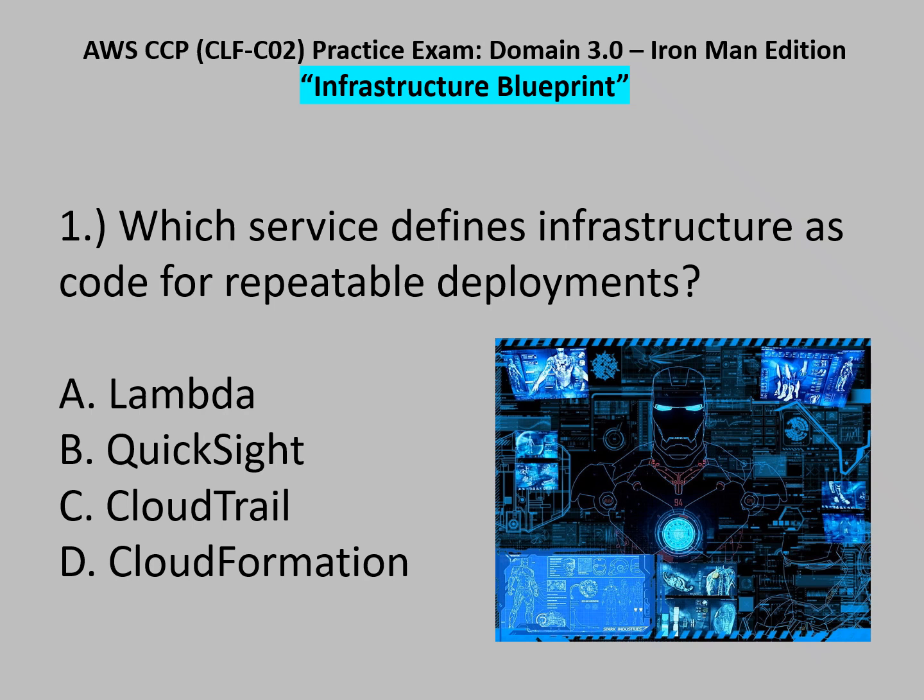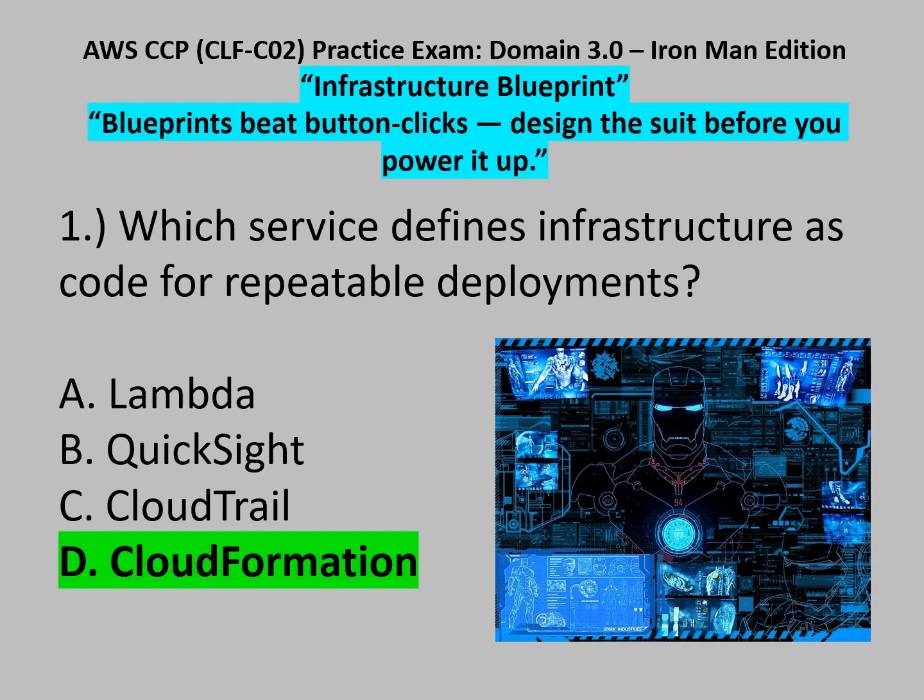Question 1. Which service defines infrastructure as code for repeatable deployments? A. Lambda. B. QuickSight. C. CloudTrail. D. CloudFormation. The correct answer is D. CloudFormation. CloudFormation automates the setup of AWS environments using templates, ensuring consistency and faster deployment.